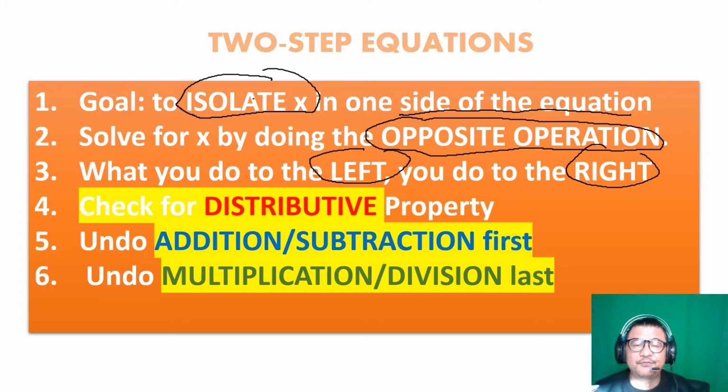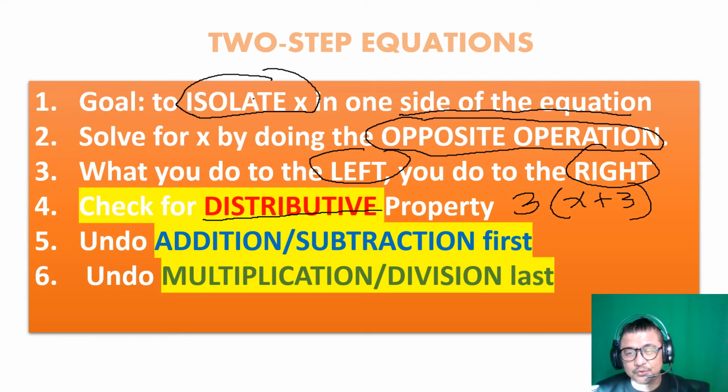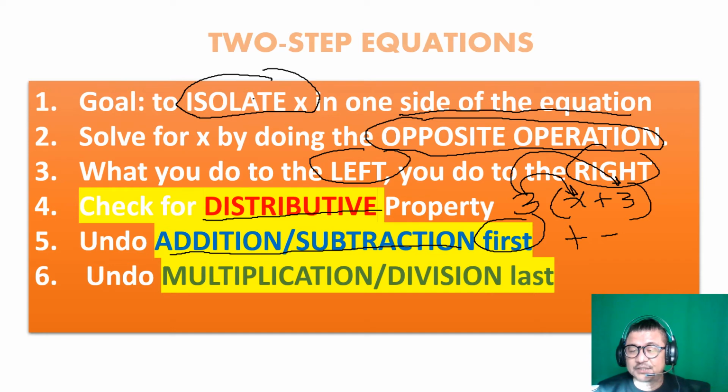But take note of the following now. Number 1, you will check out for the distributive property. Remember, if you see a number outside the parenthesis, remember what we do before? We distribute that. We multiply 3 by x and 3 by 3. Check out for that. Number 2, you will undo the addition and subtraction first. I get rid of plus and minus first. Then, the last thing to undo will be the multiply and divide, towards the end.